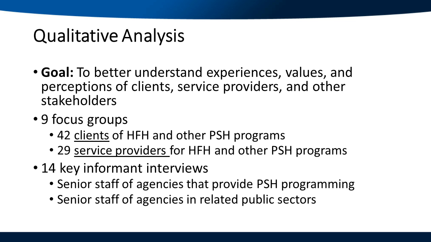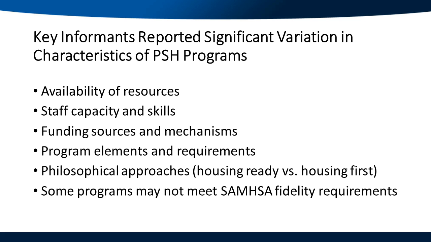To do this work, the UCLA team conducted 9 focus groups, including 42 clients of Housing for Health and other permanent supportive housing programs, 29 staff of service providers for both Housing for Health and other programs, and they also conducted key informant interviews with 14 stakeholders, either senior staff of agencies that provide permanent supportive housing programming, and also of other agencies in related public sectors, health, housing, and other sectors. So what did they find?